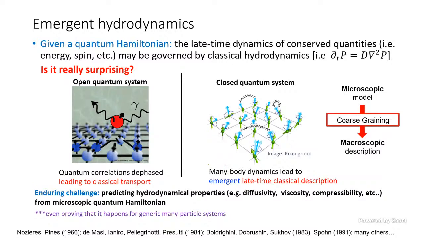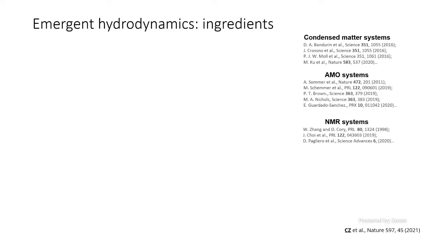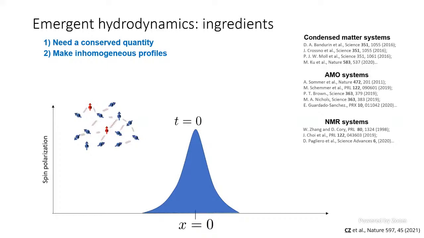And even proving that it will happen for a generic many-body system is actually extremely hard. So in this case, we hope to tackle this from an experimental perspective using our spin ensembles in diamond. Let me first give you an intuition. What are the ingredients we need in our experimental platform if we want to study these behaviors?